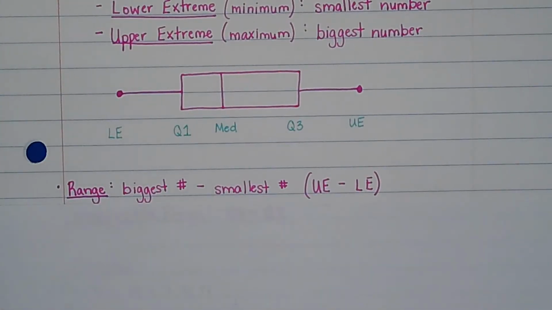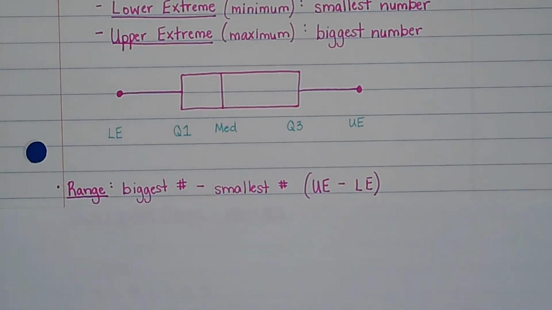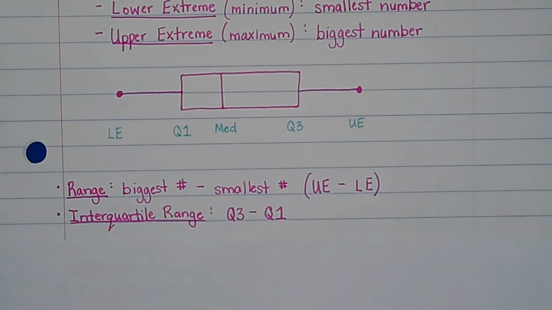Range, once again, this is not a new term. It's your biggest number minus your smallest number, okay? So it's your upper extreme minus your lower extreme, all right? I told you range always means subtraction, so you're always going to be subtracting your biggest number and your smallest number. The next one is interquartile range.